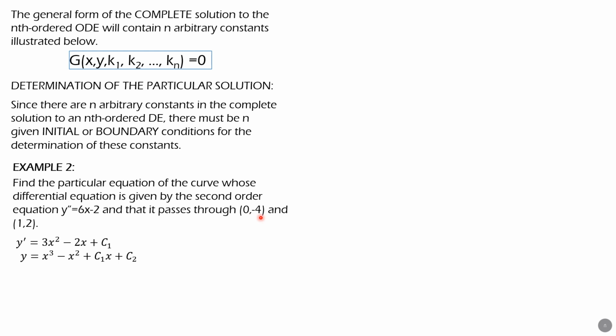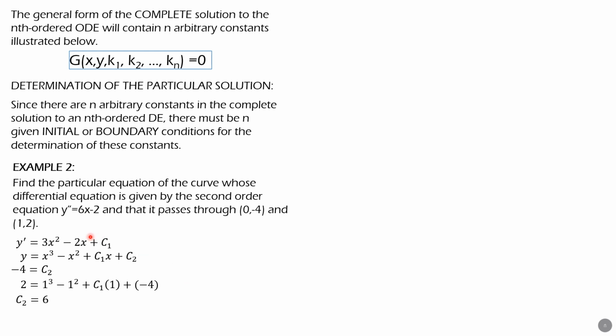So first, at (0, -4), y is -4, and the terms with x vanish, c sub 1 times 0 is 0. So c sub 2 equals -4. And for the second one, at (1, 2), y is 2. 2 equals 1 cubed minus 1 squared plus c sub 1 times 1 plus c sub 2, which is -4. So the first two terms cancel to 0, so c sub 1 is 4 plus 2, 6. So c sub 1 equals 6.